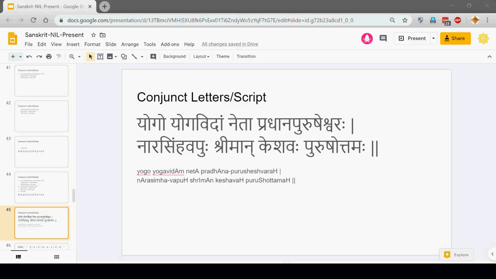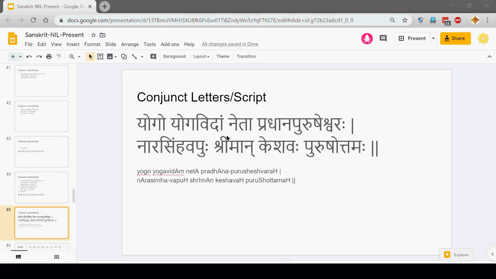That's not right. Here there are a couple of things. This one, yogo is correct. Yo-go. So we have yo and then go. I have shown you the transliteration for convenience. Yogo. And then there is yoga vi, which is correct. And there is da here. So while pronouncing, bring out that da. So yogo. Then there is yoga vidam.